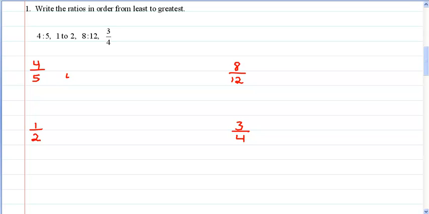So if I start with 4/5, I'm going to divide 5 into 4, add a 0, and place my decimal point. 5 goes into 40 8 times. So 4/5 is equal to 0.8. 1/2, this one you should know, is equal to 0.5.